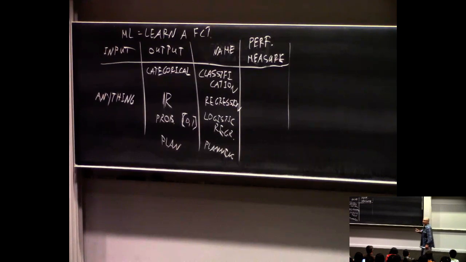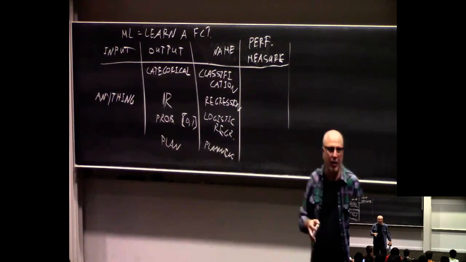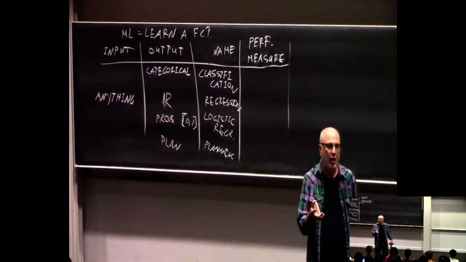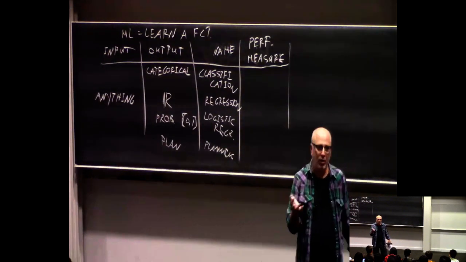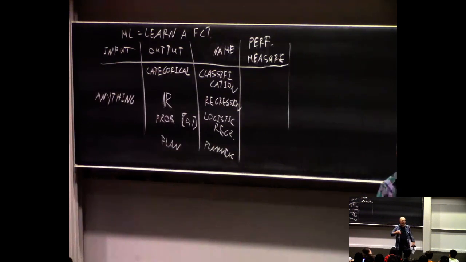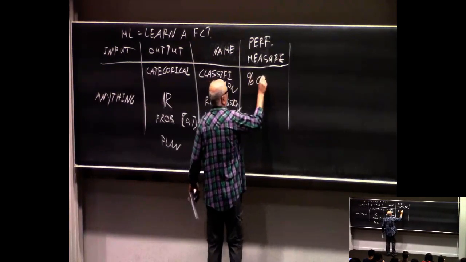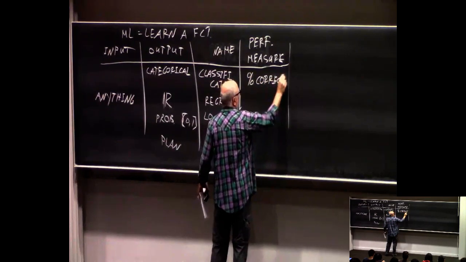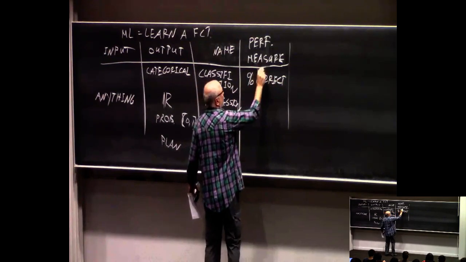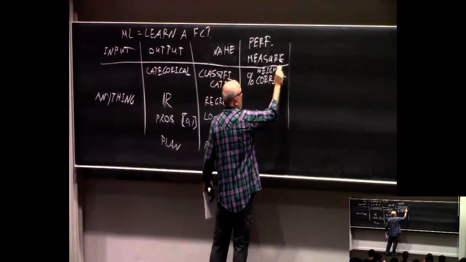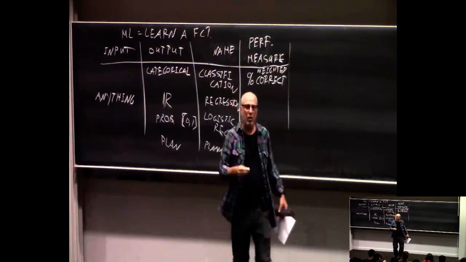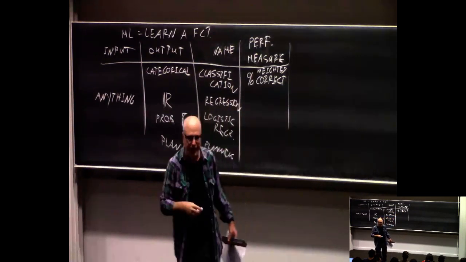Sometimes the categories are not really distinct categories, they come from a hierarchy. So misclassifying a document about baseball as if it were about football is not the same as misclassifying it as if it were about science. But for the most part, we're counting errors. Performance measure, we'll call it percent correct. Or maybe weighted. If some errors are more serious than others, then we will weigh them.